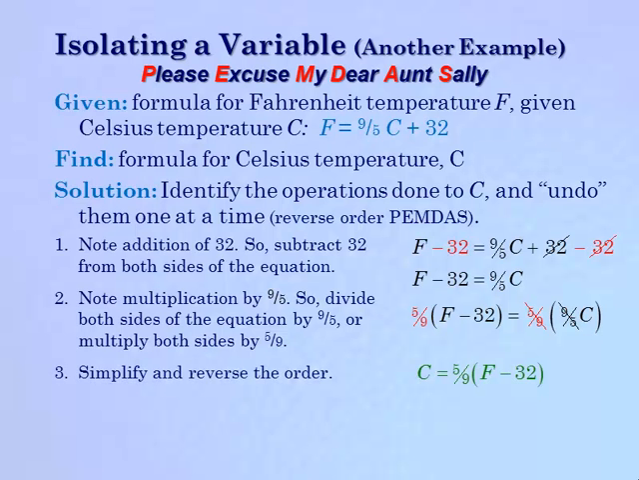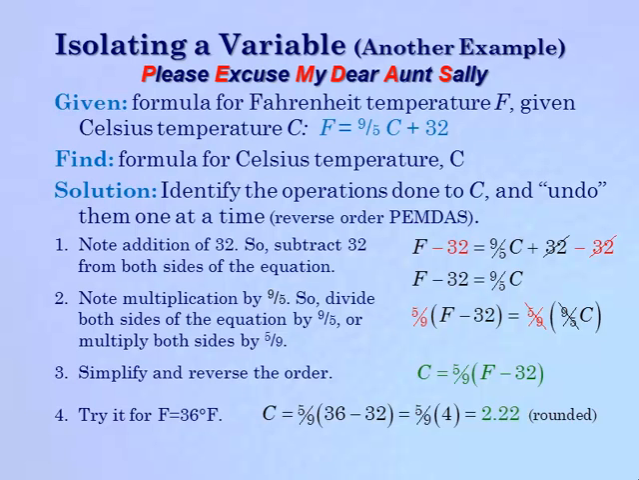Let's try it out. In example 6 in the book, it says Fahrenheit is equal to 36. So substitute 36 for Fahrenheit and evaluate what's in the parentheses first, and we end up with 2.22 rounded.